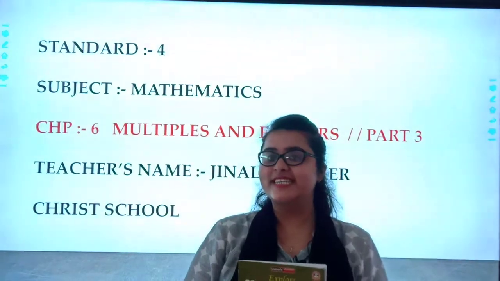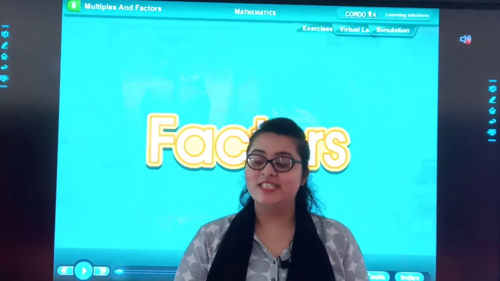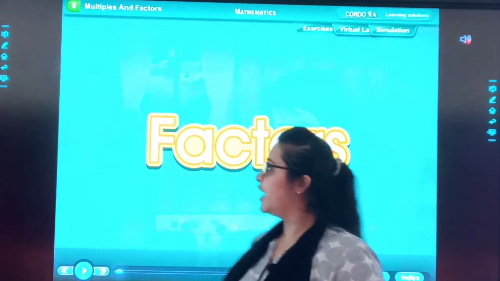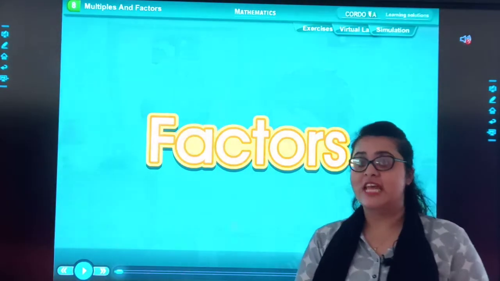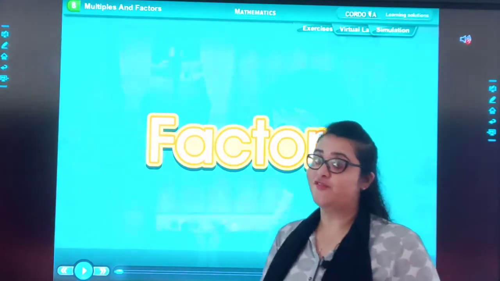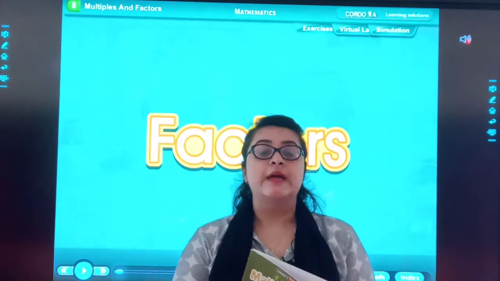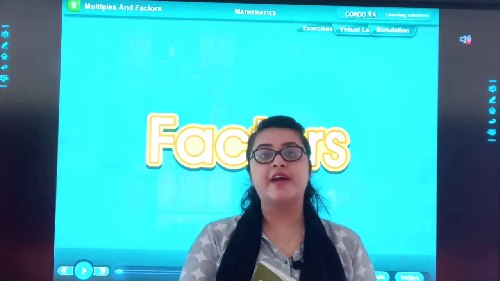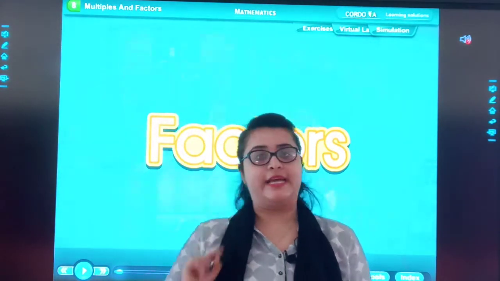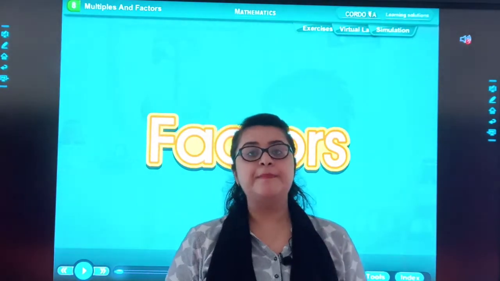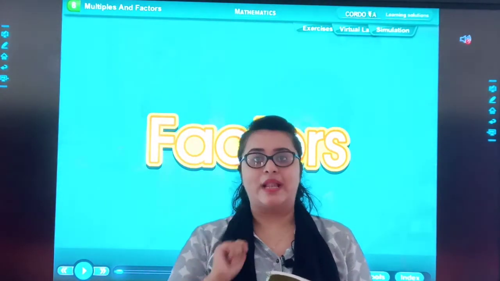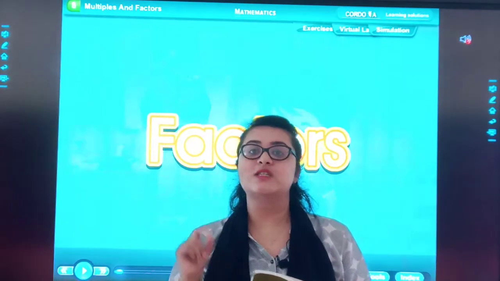Let's have a look. So students, now we will have a look on that what is factors, and we will try to understand factors क्या होता है. But मैं आपको एक simple सी language में I will use only one statement for a better understanding. For example, I ask you 12. Find the factors of 12.